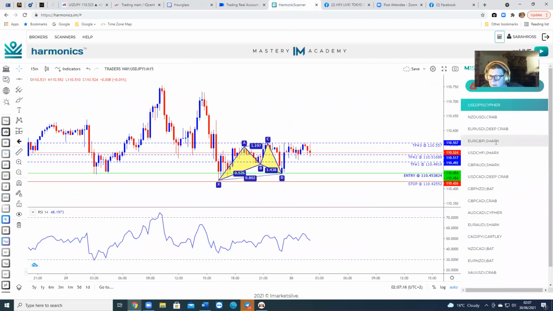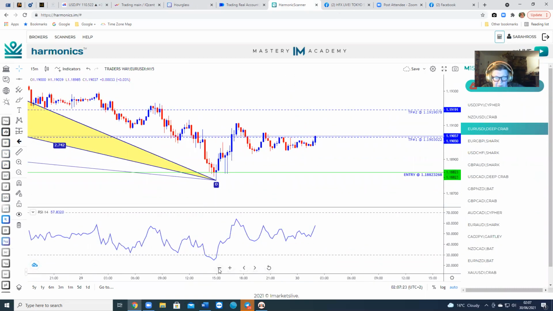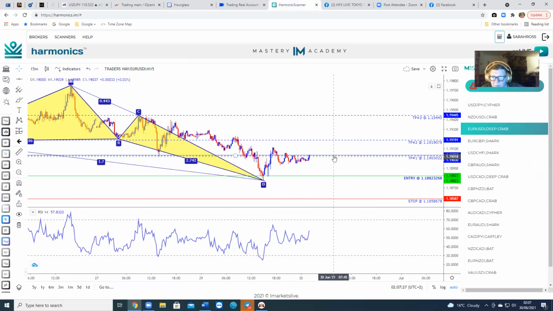So I don't know if I've got any others to look at on here. That is Euro USD. You can see that's a buy scan. And at the moment you can see it is struggling at this level there. Now, this doesn't really affect us because we're on 5 minutes. This is 15 minutes. It's just to show you the context of the market.